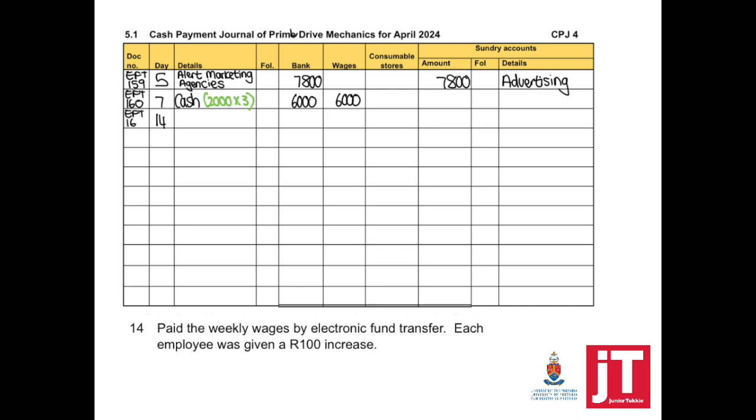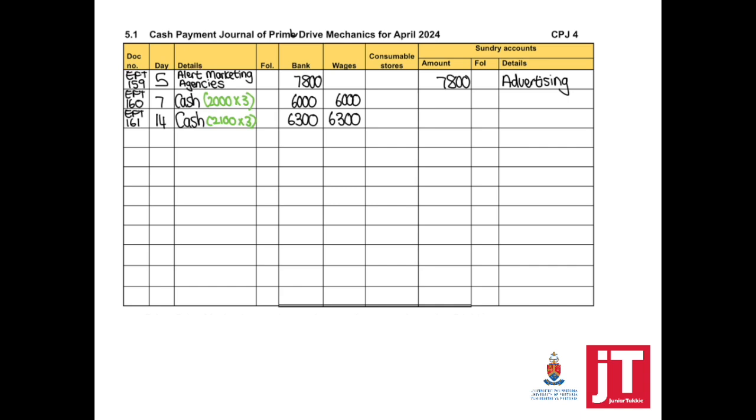Day 14. EFT 161. Details: cash. Now each employee earns 2,100 times we've got 3 employees. So our new wages to be paid are 6,300. Day 18, drew cash from the ATM to purchase oil, 600. On day 18, source document, ATM, cash, 600. For what reason? That oil will be regarded as consumable stores. I consume it in my business.